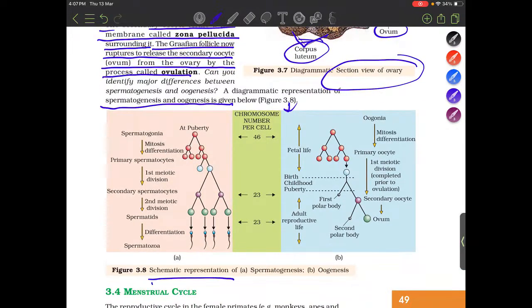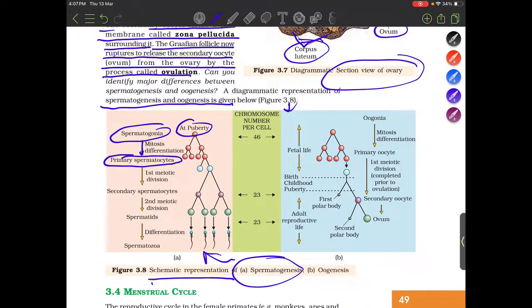Symmetric representation, this is spermatogenesis. So at puberty, spermatogonia by mitosis and differentiation form primary spermatocytes, and these primary spermatocytes after first meiotic division form secondary spermatocytes, and after second meiotic division this secondary spermatocyte changes into spermatids, and spermatids after differentiation form spermatozoa.